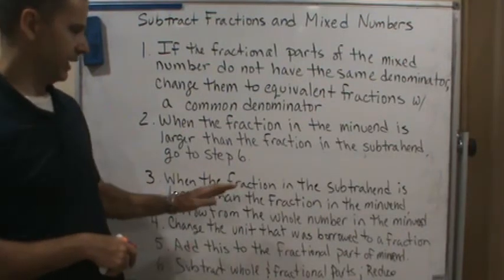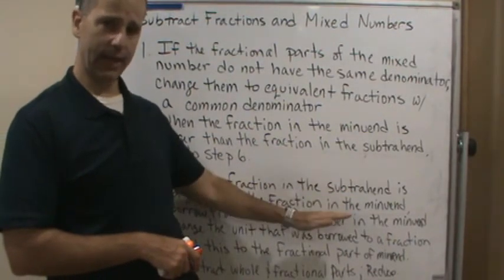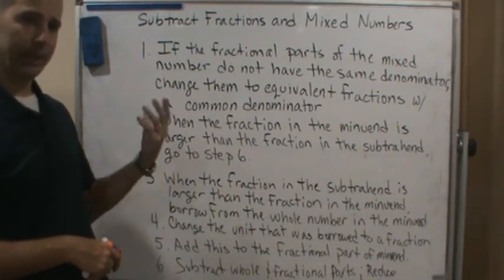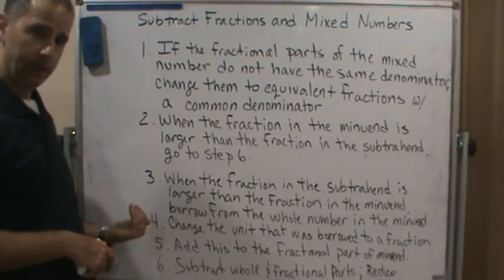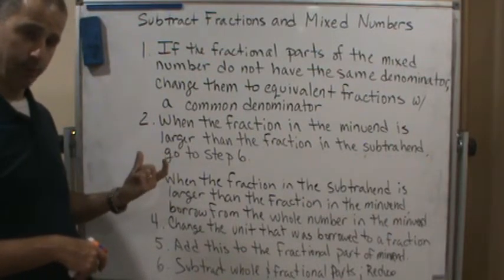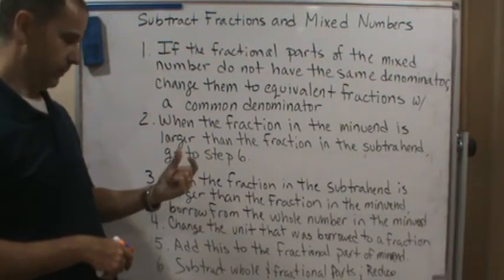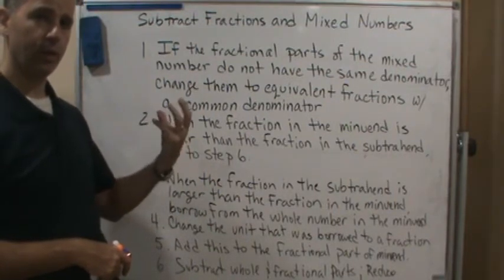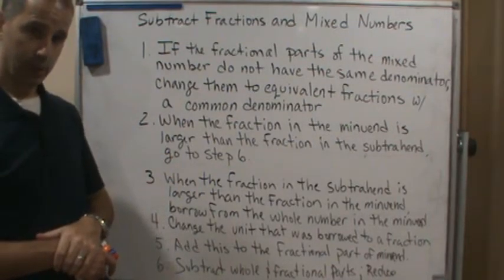But when the fraction in the subtrahend, the fraction that we're subtracting, is larger than the fraction that we're subtracting from, then we can't do that, and so we're going to have to borrow from the whole number in the minuend. And then we're going to change that unit that we've borrowed into a fractional expression, into a fraction, like 8 over 8, 7 over 7, 3 over 3, whatever the denominator is for the fractional part. So it matches.